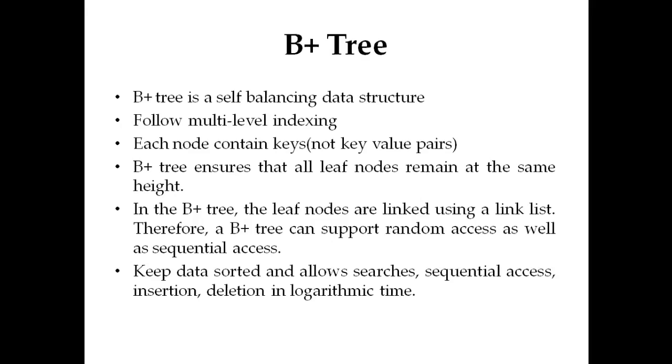Each node contains keys, not key and value pairs. In case of B tree, it will contain key and value pairs, but in case of B plus tree, it just contains the keys. And B plus tree ensures that all the leaf nodes remain at the same level or height. Another advantage of B plus tree is that the leaf nodes are linked using a linked list. Therefore, in case of B plus tree, it can support random access as well as sequential access.